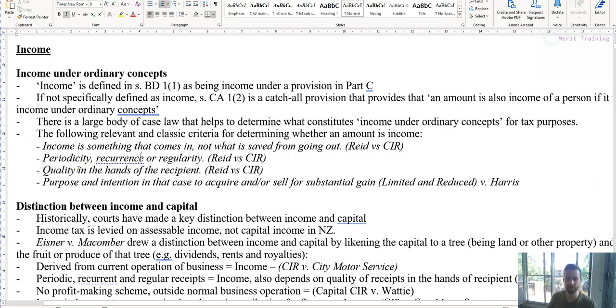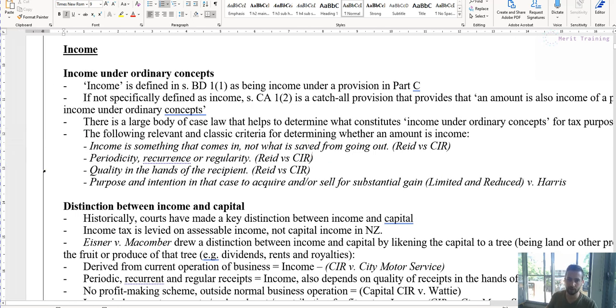Also the periodicity, recurrence or regularity. So how often is this coming in? For example, your income from your job, you get that every fortnight or every month. Whereas if you're getting a capital event, for example the sale of a business, that would generally only happen once, right? So that would fail that test if it's a sale of a business. So if it's regular, it's more likely that it's income. Next is quality in the hands of the recipient.